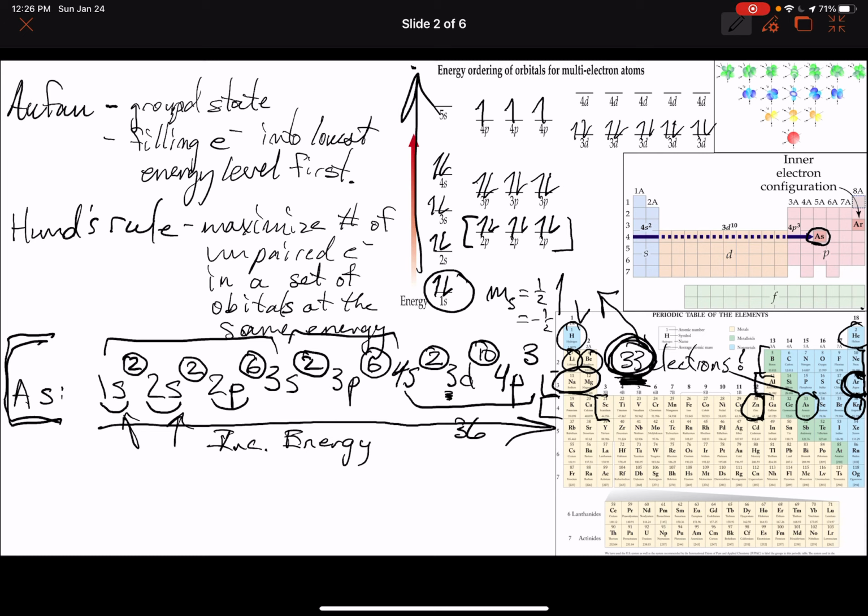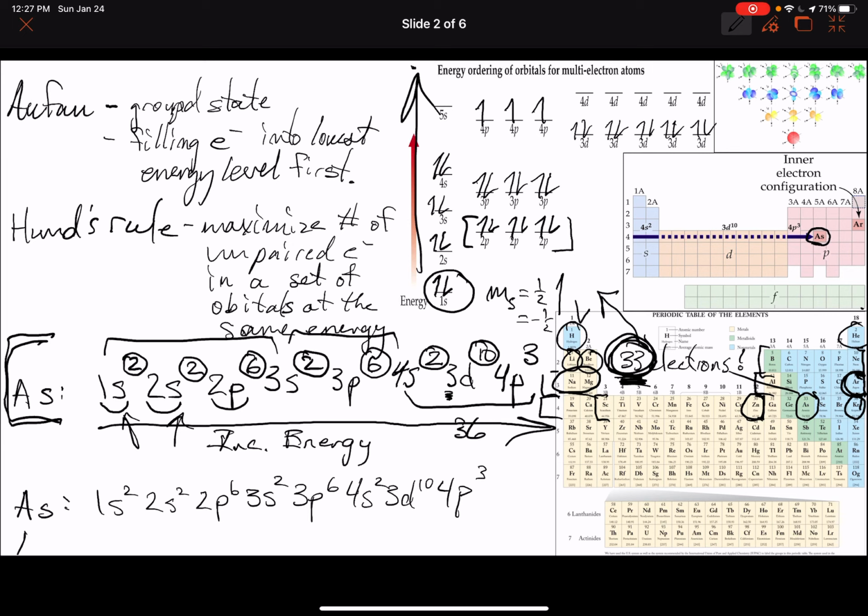Okay, so to clean that up and show you a little more quickly so we can break away from this video, the arsenic is 1s2, 2s2, 2p6, 3s2, 3p6, 4s2, 3d10, and finally 4p3. Okay, ground state electron configuration.